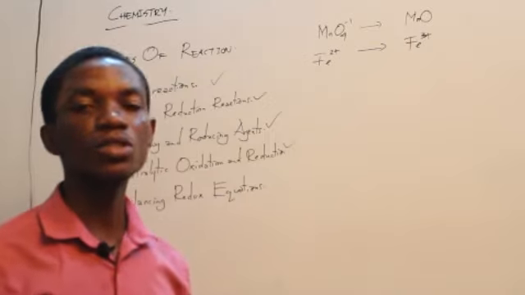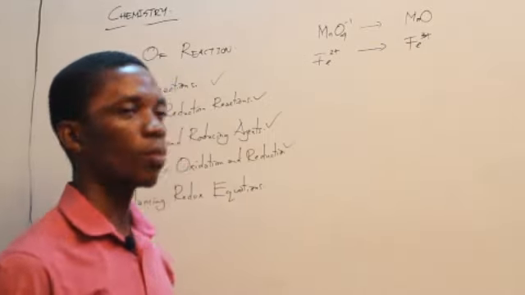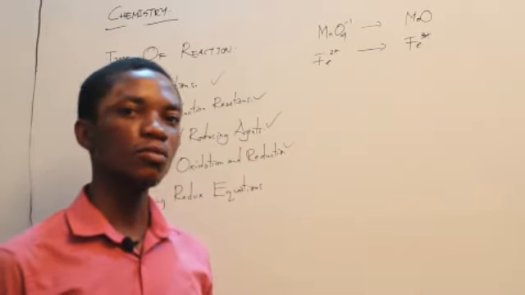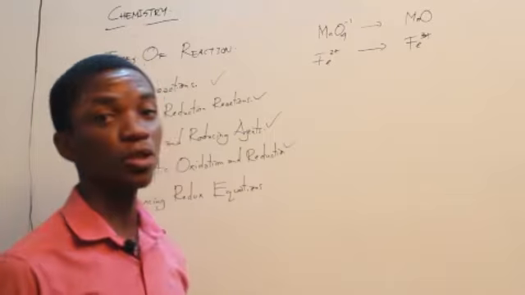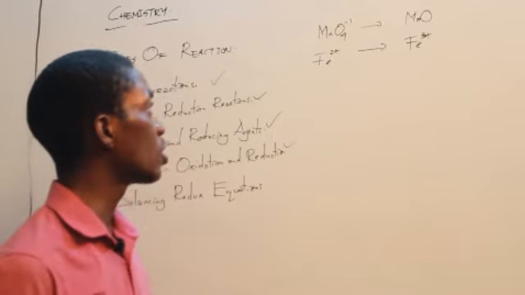The first thing to do is to identify the oxidizing agent and the reducing agent, or better still, identify the oxidizing part of the equation and identify the reducing part of the equation.